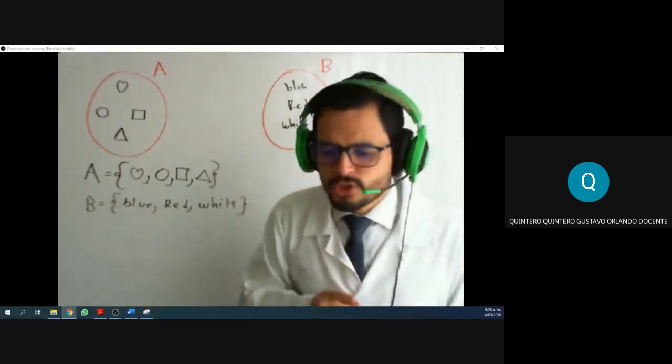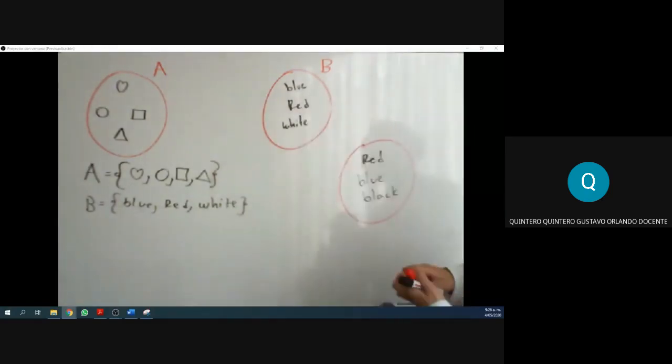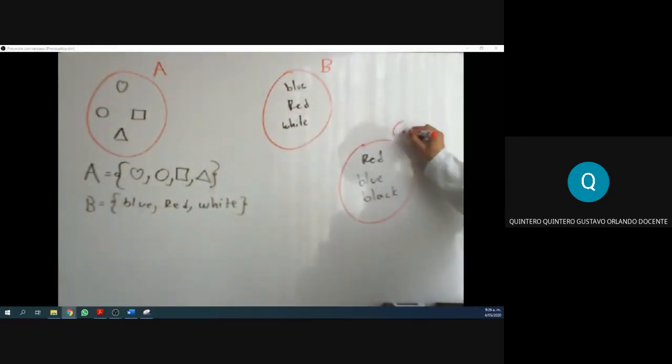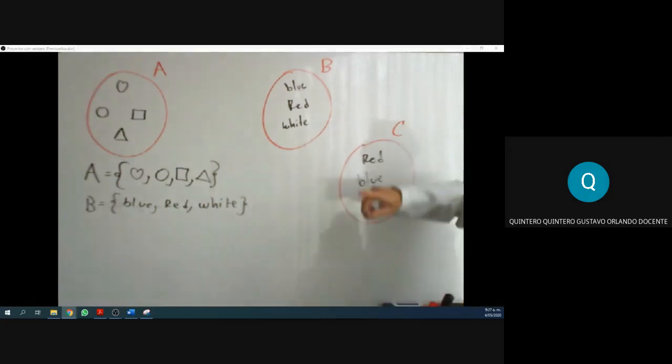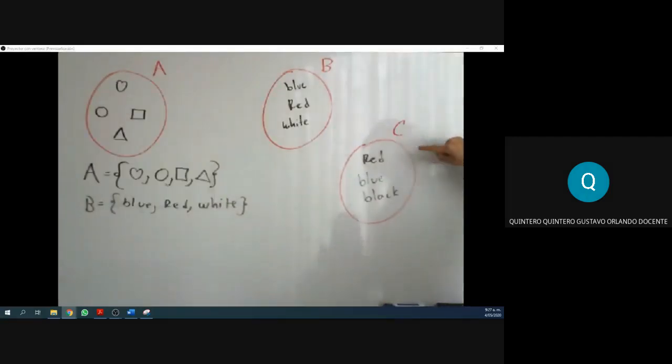But what would you say about B and this one? Let's say this is set C. What would you say about set B and set C? Look at this. It has one element in common and it also has another element in common. Are these two sets the same? Yes or no?